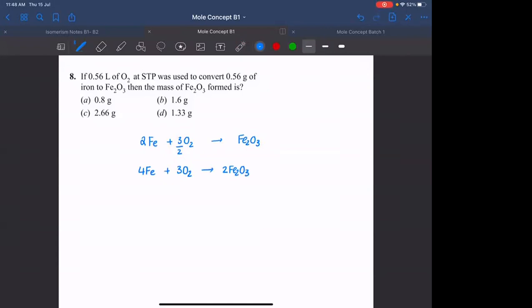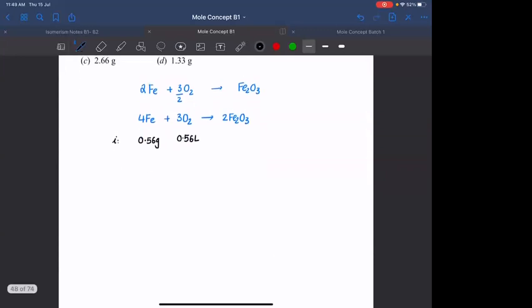You are given that in terms of mass, the initial amount of Fe is 0.56 grams. O2 is given in terms of volume, 0.56 liters. But we know the analysis is done whenever you are given moles, right? So convert this into moles. How can you convert this into moles?